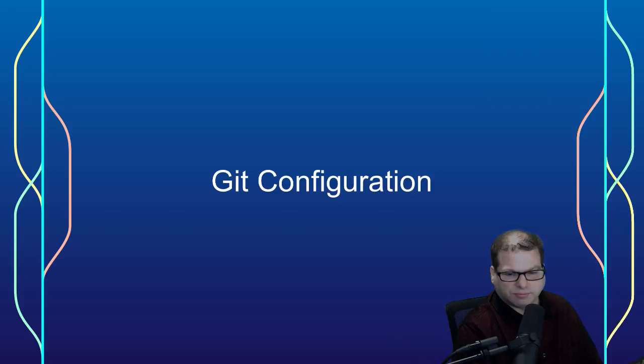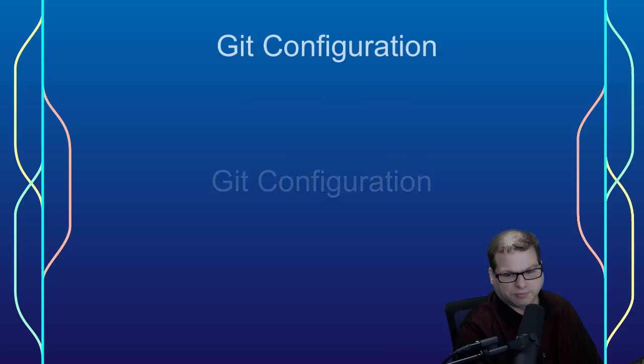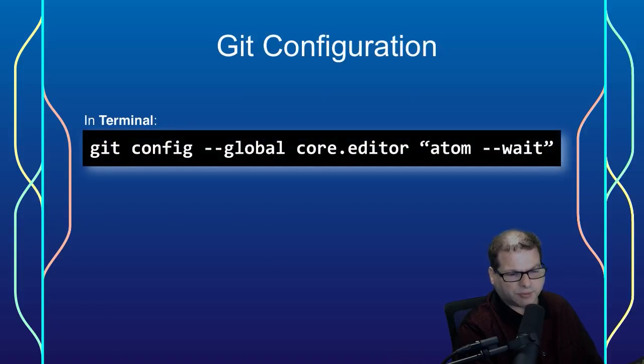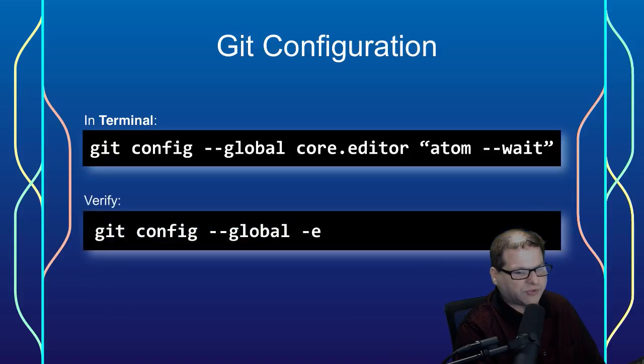All right, main event, the Git configuration, which is probably the most important part to listen to. For the Git configuration, I simply run the command git config --global core.editor, then within double quotes, "atom --wait". That will configure the Atom editor to be the default or core editor for Git source control. Then we can verify this by typing git config --global -e. That will cause Git to use its core editor to open the global configuration.